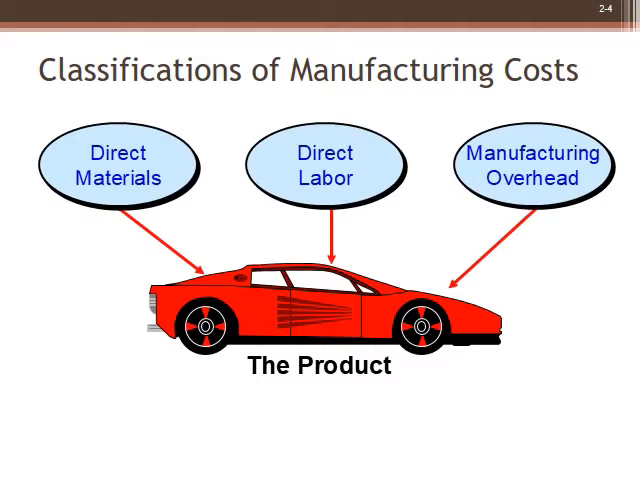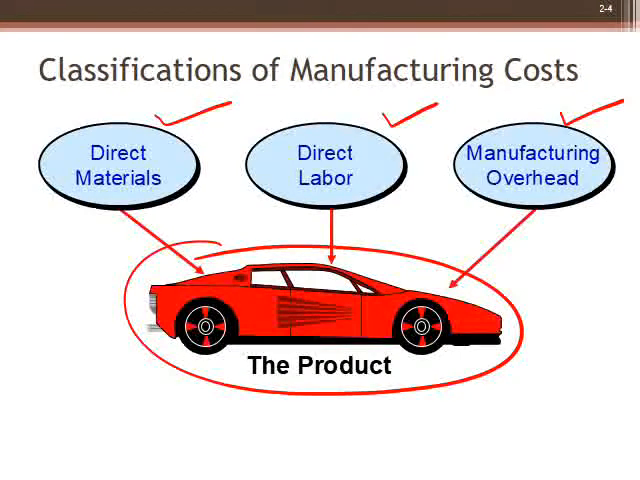So, classification of manufacturing costs. Manufacturing costs are usually grouped into three main categories: direct material, direct labor, and manufacturing overhead. These costs are incurred to make a product.